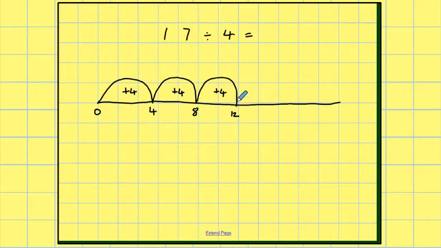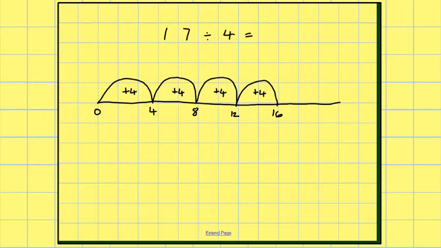12, and I'm making a jump of 4. It's going to take me to 16. Yes, I can. That takes me to 16. Now, this is where the question that you ask matters. 16, have I reached 17 yet?